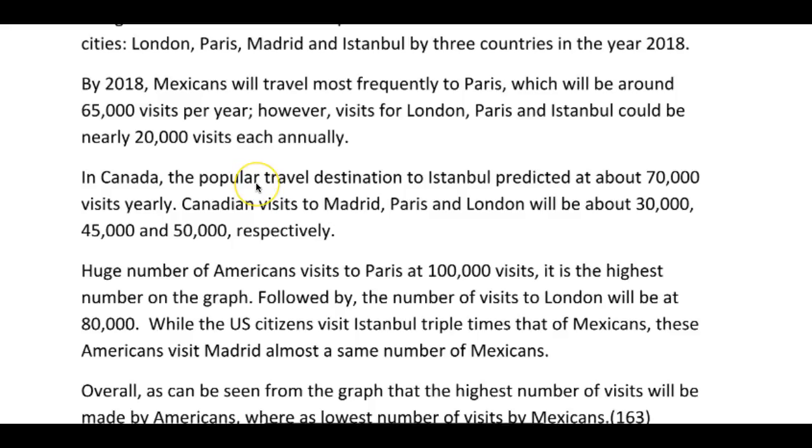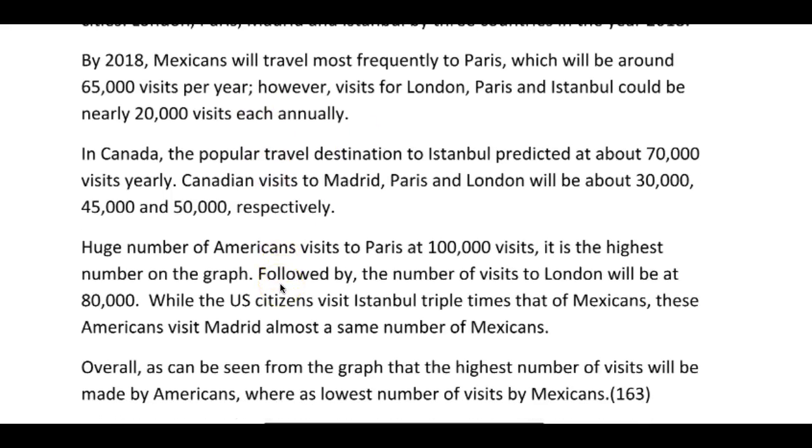Genius. Group that information. That's what I love to see. Fantastic. Good use of punctuation as well. Canada, the popular travel destination to Istanbul. Okay, the popular travel destination is to Istanbul, comma, predicted at about 70,000 visits yearly.